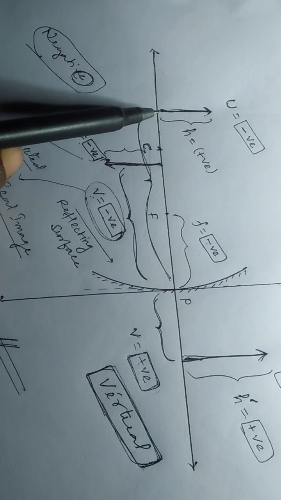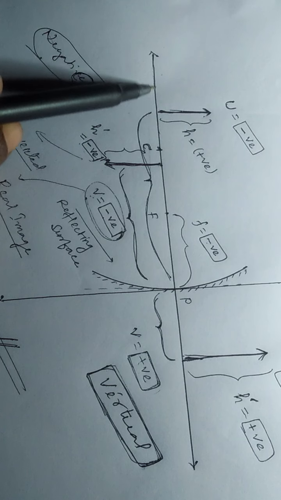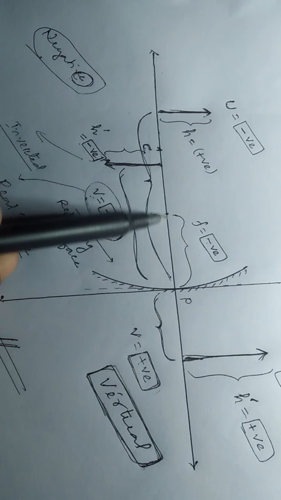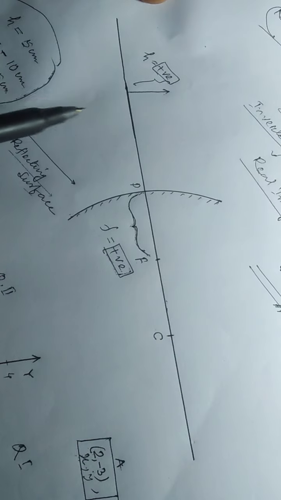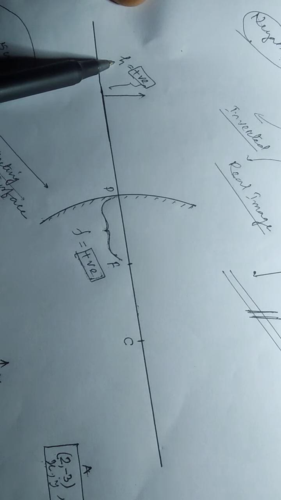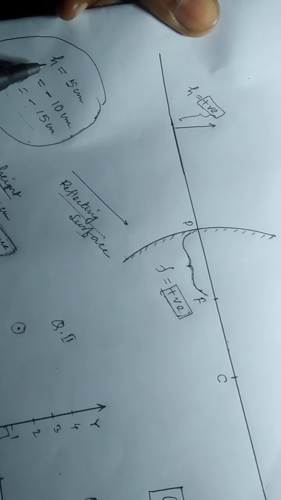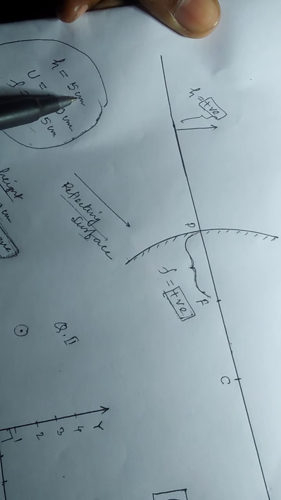Now consider the diagram. Object is kept generally upright on the principal axis. See, this is the principal axis, and the object is kept on it. Same case is here. So what is H denoted by? Object height. Object height is shown by H. So H is equal to 5 centimeter.